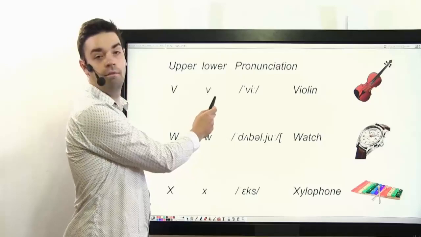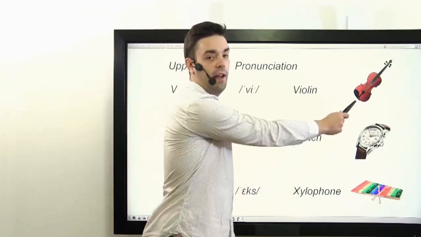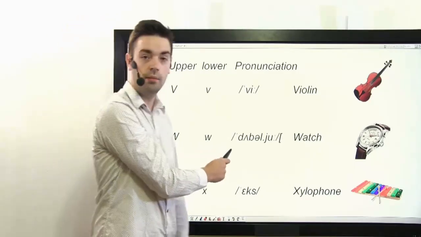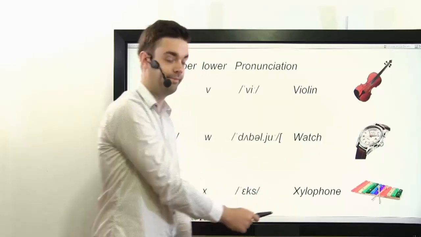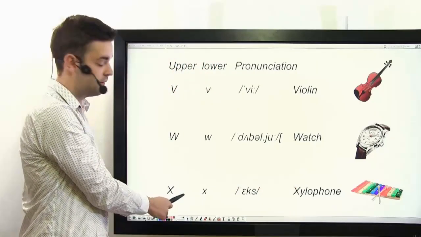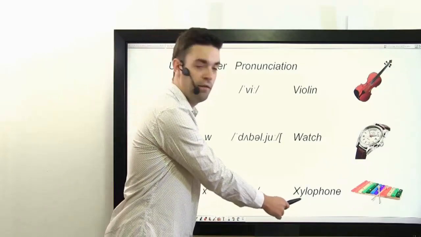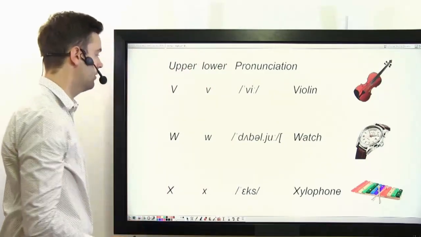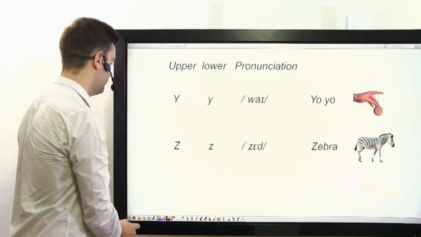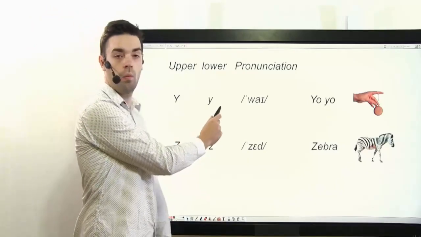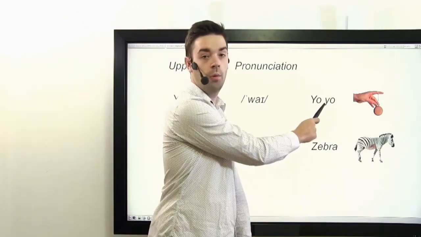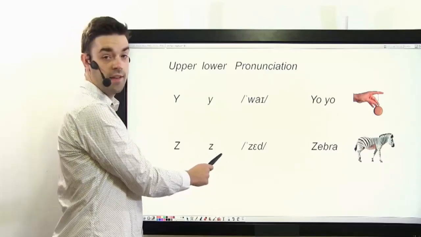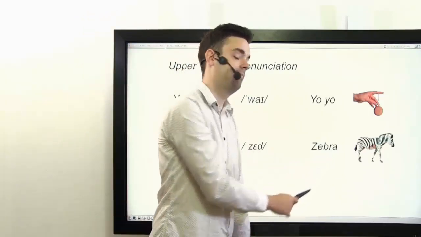V for violin. W for watch. X for xylophone. Y for yo-yo. Z for zebra.